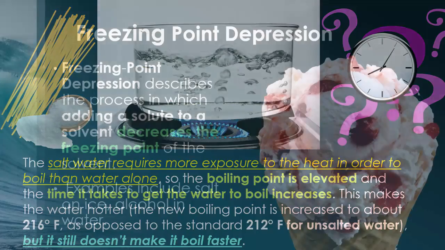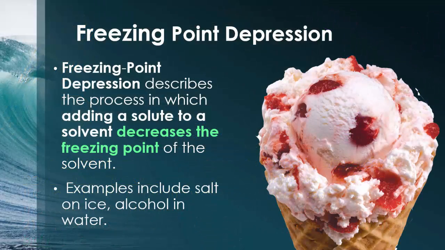So now freezing point depression is the phenomenon where the freezing point is actually lowered when you add a solute into a solvent. Some examples of this would be if you add salt to ice, that's why ice will melt in the presence of salt in the wintertime. Or, for example, why alcoholic beverages do not freeze if they're put into a freezer.